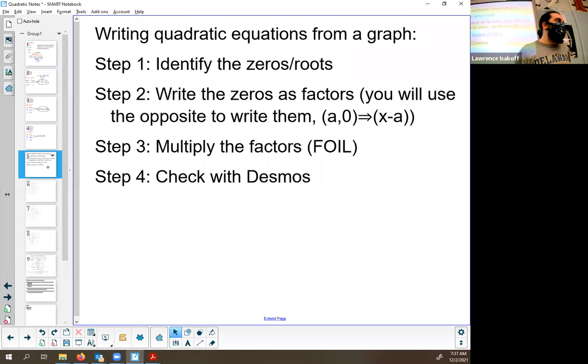It does get a little more complicated if it does not cross the x-axis. We're not going to worry about that. We're just going to worry about ones that do cross the x-axis.